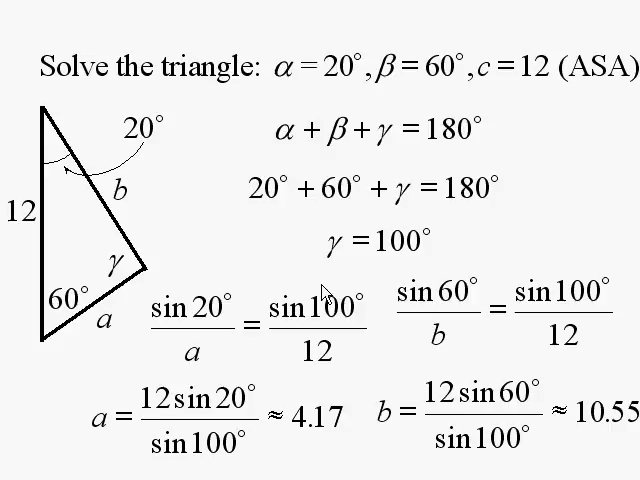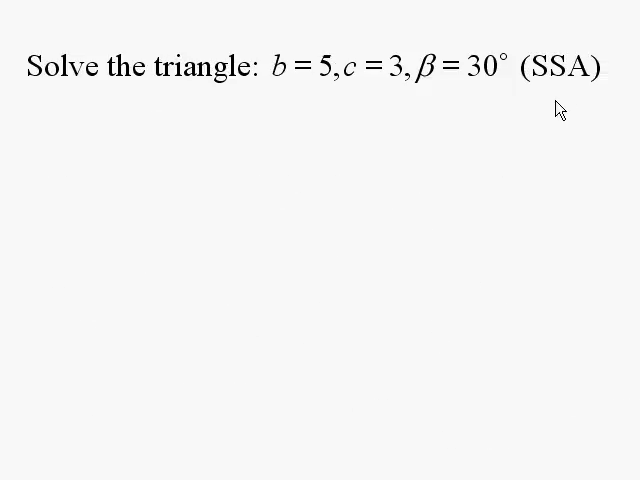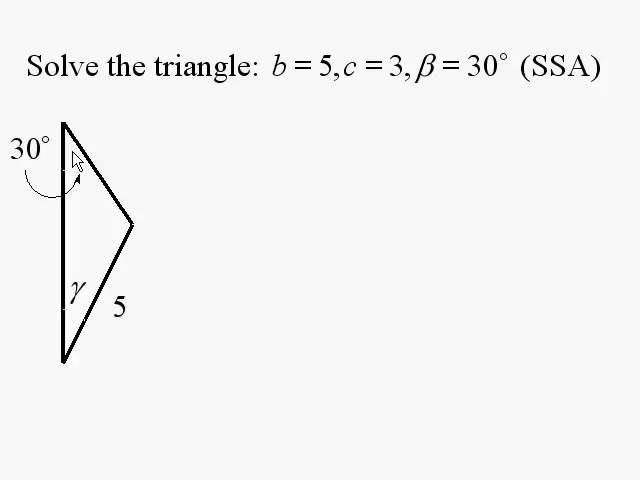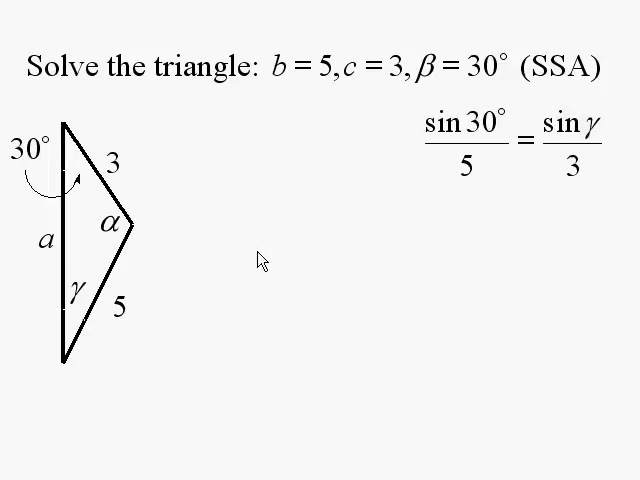Now there are some interesting variations. I've got two to show you of things that can happen. Side, side, angle. To solve the triangle B equals 5, C equals 3, and beta equals 30, one way to draw that in is to put a 30 degree angle opposite side 5, so beta and B. C is 3, opposite angle gamma, unknown. A is opposite alpha, that's unknown. So again, the three pieces of information ought to be enough to determine the missing three. Let's try to make that happen.